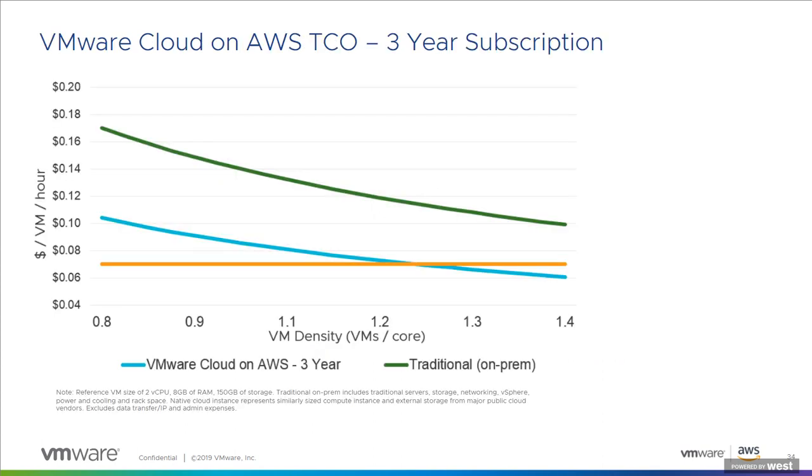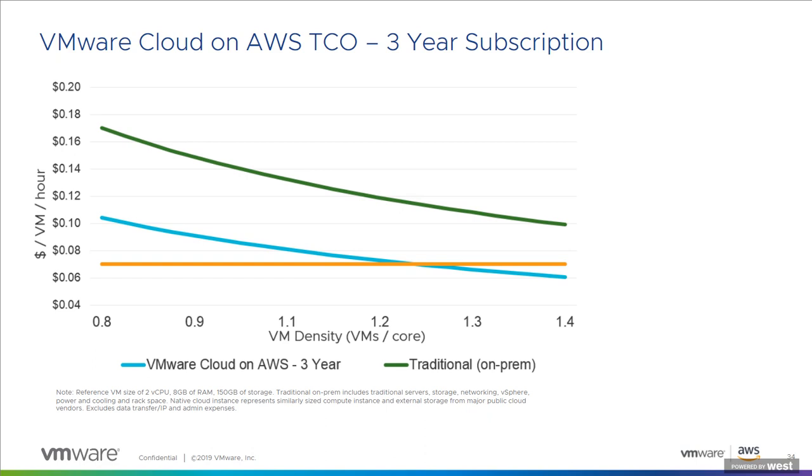So the total cost of ownership is a financial estimate intended to help customers determine the direct and indirect costs of a product or system. The TCO chart that we're showing there compares the cost of running applications inside VMware Cloud on AWS compared to a traditional on-prem data center, and also to native public cloud.